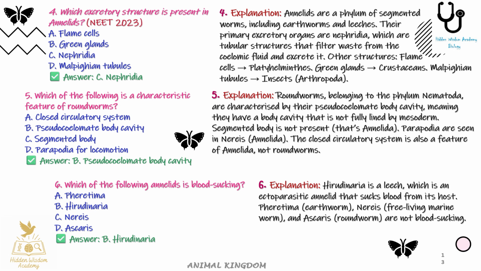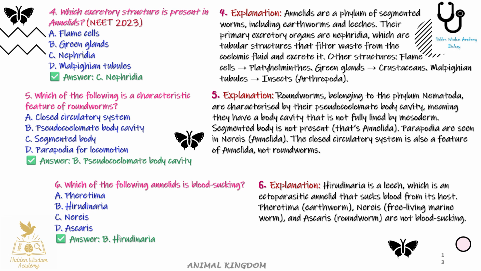Explanation. Annelids such as earthworms and leeches use nephridia as their main excretory organs. These are tubular structures that remove waste from the coelomic fluid. In contrast, flame cells are seen in platyhelminths, green glands in crustaceans, and Malpighian tubules in insects from Arthropoda. The correct answer is option C, that is, nephridia is the excretory structure present in annelids.